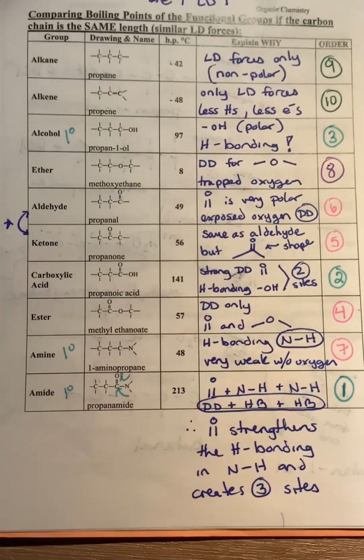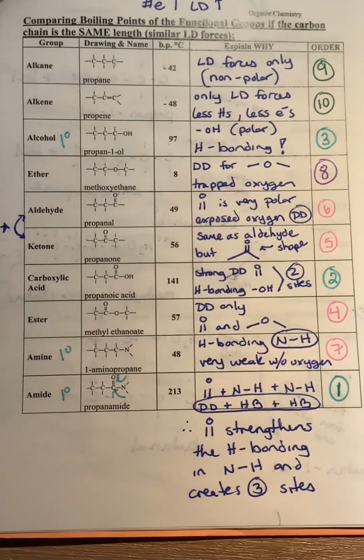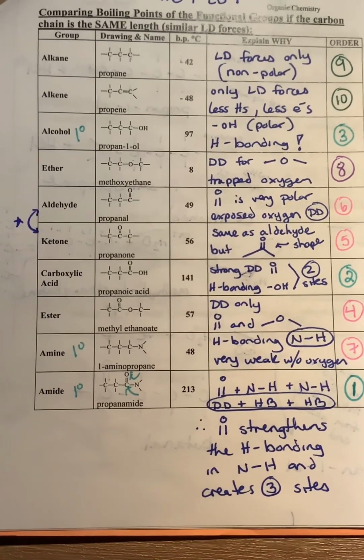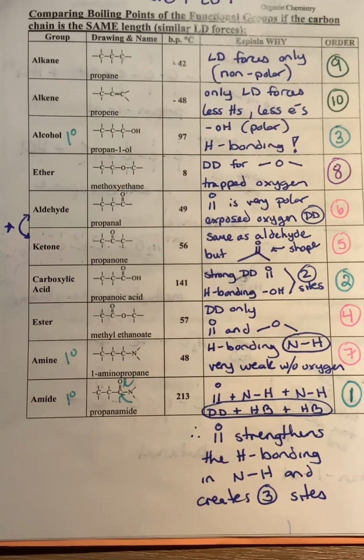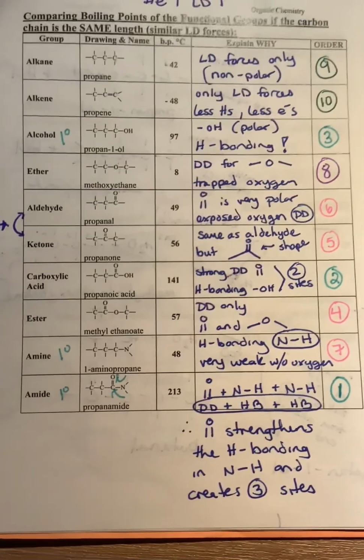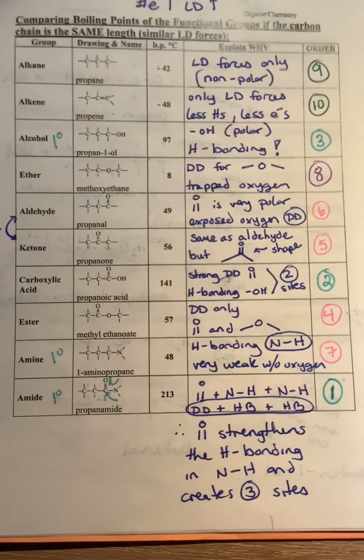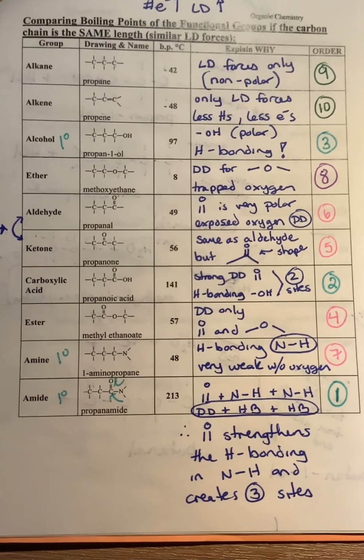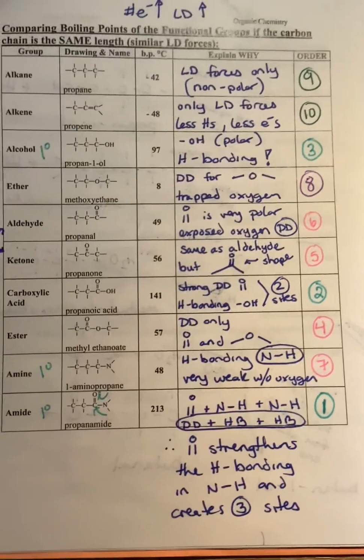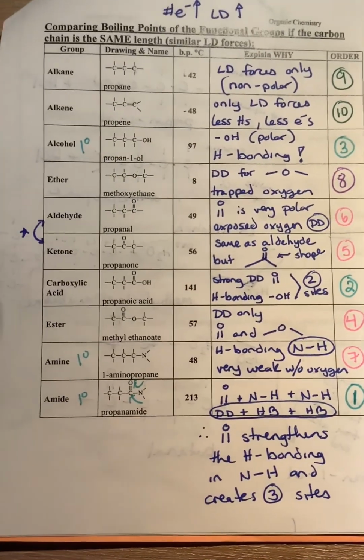In the carboxylic acid, you've got the OH for hydrogen bonding, but you've also got the really strong dipole-dipole with the double bonded oxygen, which is very polar and actually makes the OH more polar. And you have 2 sites where you can have dipole-dipole or hydrogen bonding, so the boiling point jumps up to 141 here.